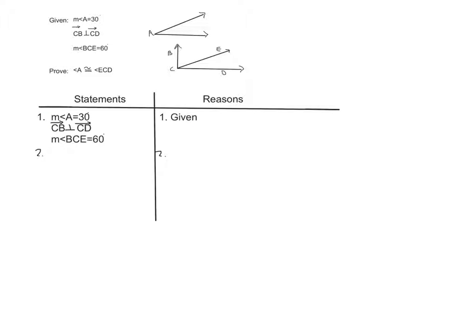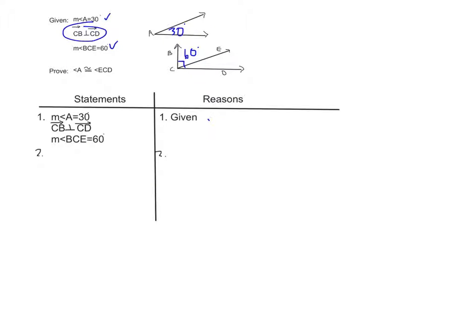So you jot it down, and then we're going to start marking up our diagrams. So the first given right here says that the measure of angle A is 30 degrees. So I'm going to mark that. Okay, the second given right here says that rays CB and CD are perpendicular. So I can go ahead and mark the right angle in there. Okay, third one says that angle BCE is 60 degrees. So I go ahead and mark that.